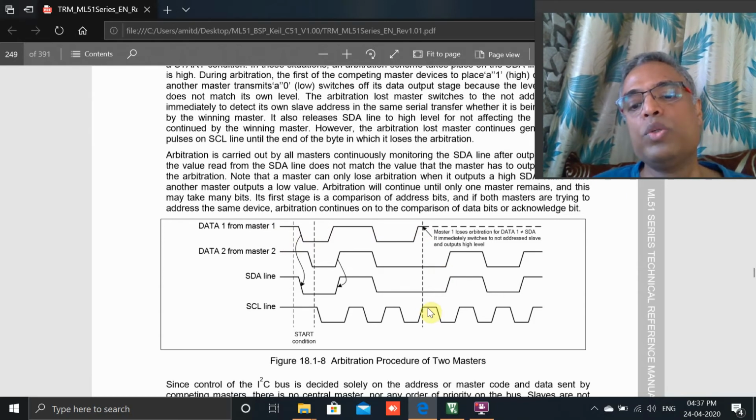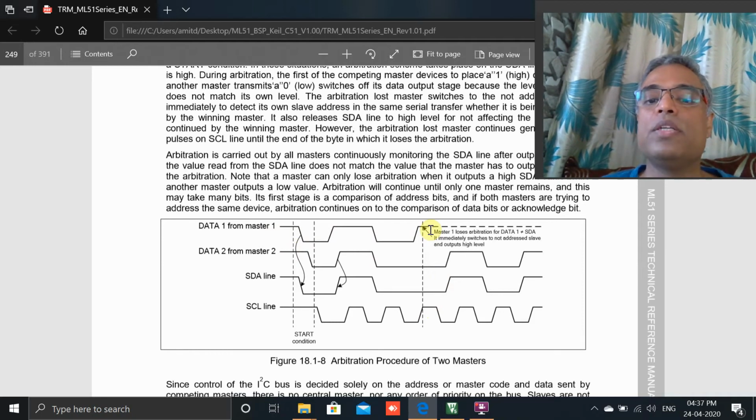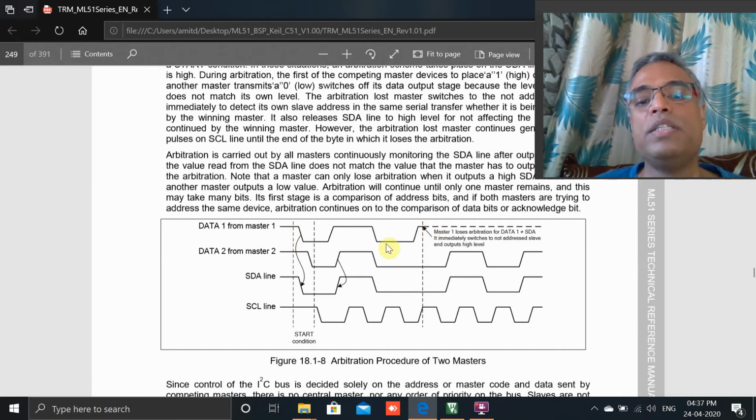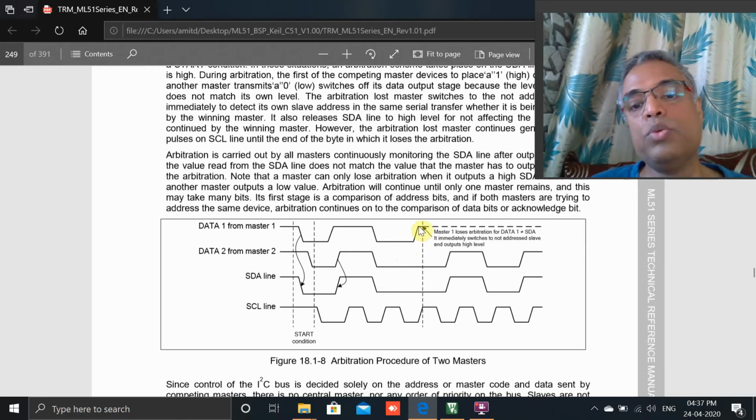And when the clock goes high, at that point, the master which releases its bus, that means makes it 1, loses arbitration. So here we see that 0 is dominant, or the low is dominant. Any master which releases its bus loses its arbitration.